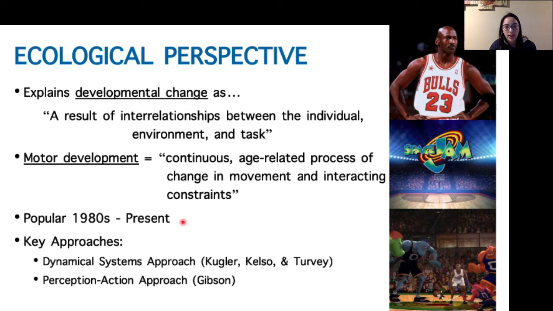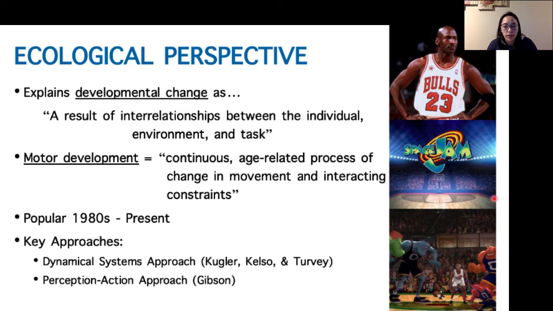accepted to present day, and it predominantly explained the developmental changes as a result of interrelationships between the individual, the task, and the environment. So I just used Space Jam because it seemed relevant. I don't know. But this should sound familiar because this is Newell's constraint model that we talked about last week. So this is an appealing theory because we can acknowledge both biological and psychological aspects of the individual and how those factors influence development just as much as external factors or constraints from the environment or the task being performed.